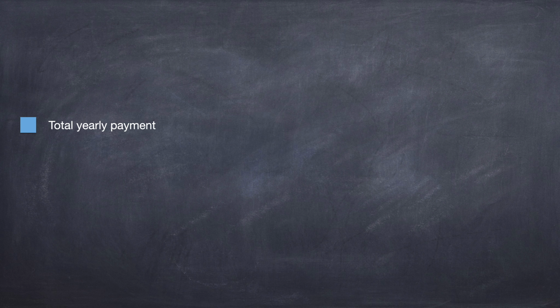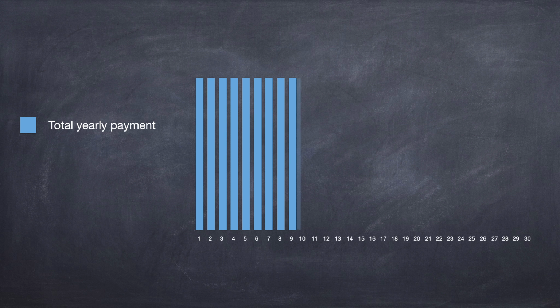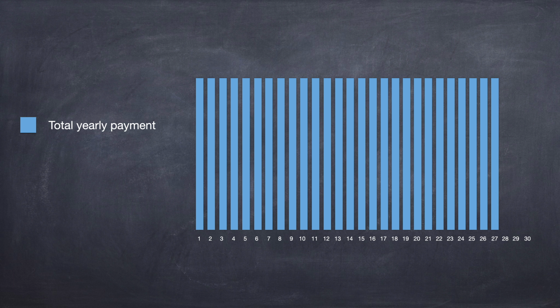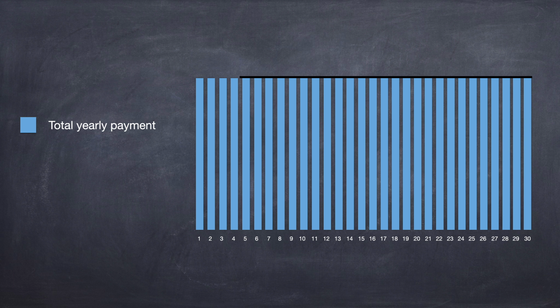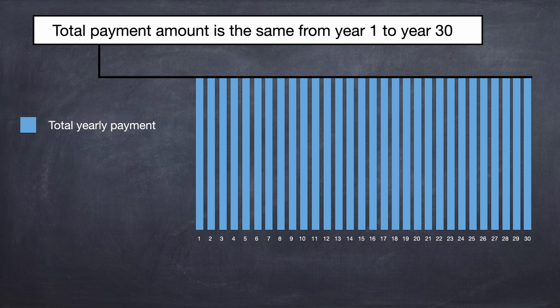So let's say blue is your total yearly payment, and we're going to look at 30 years' worth of payments right here. And if you notice, the total payment amount is actually the same from year 1 to 30. So with this loan, you'd end up paying about $25,207 per year. If you break that down, you'd pay about $2,100 every single month. But again, the payments would be the same total from year 1 to year 30.